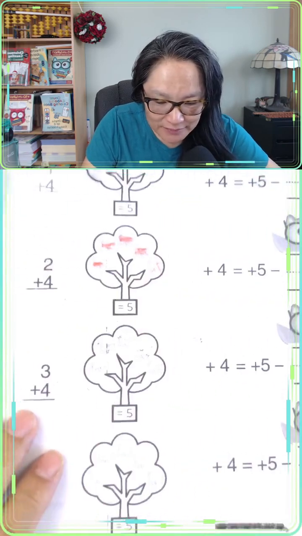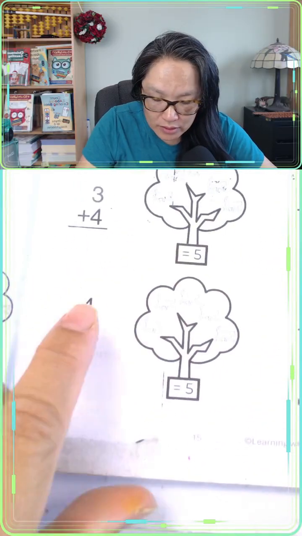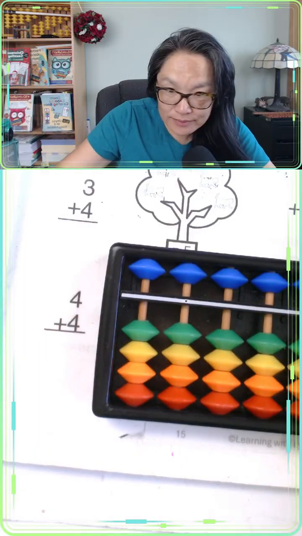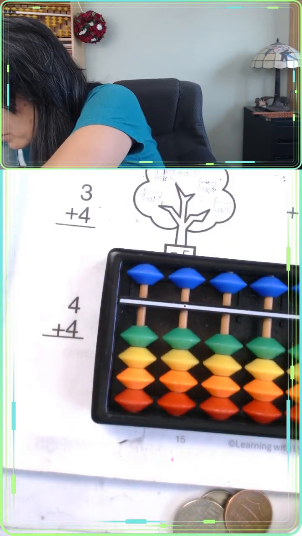So the first thing we're going to do is understand how to make a 4. Now, what does that mean? We're going to add 4 on the abacus. Oh, no. We have 4 on the abacus, and I'm missing one penny.